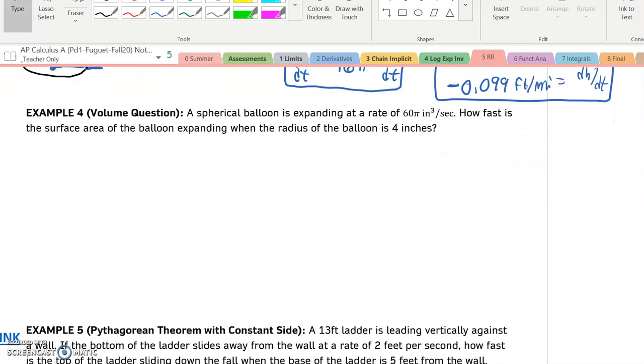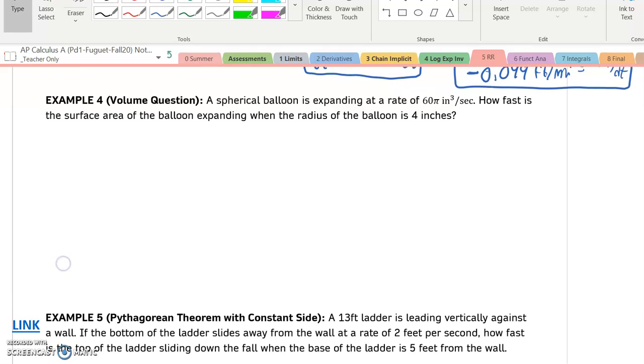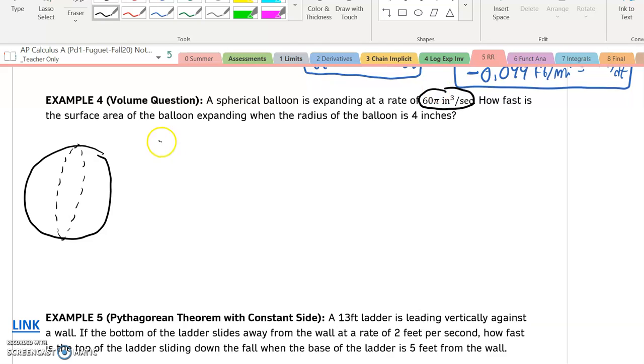Next question, example 4, the last of the volume questions, and then we'll come back and tie everything in with the Pythagorean theorem question. So this now brings in the idea of a spherical balloon. What's going to be a little more challenging in this question is that it's telling me what the dV/dt rate is right here. So it's saying that dV/dt is 60 pi.